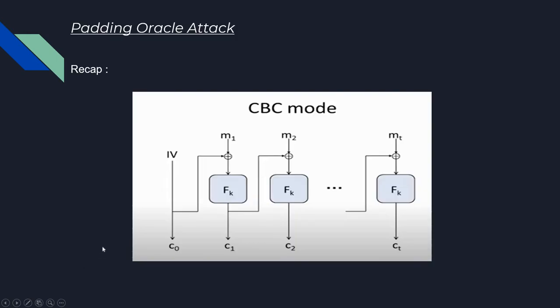Now before seeing the padding oracle attack, let's recap the cipher block chaining mode, which is a CPA secure scheme. In this, to obtain the ciphertext, first the initialization vector is generated. Then the first block of the ciphertext is nothing but the initialization vector, and for obtaining the next block of the ciphertext, the previous block of ciphertext is XORed with the current block of the plaintext, which generates the ciphertext for the current block. In this way the ciphertext is obtained blockwise for the entire message.